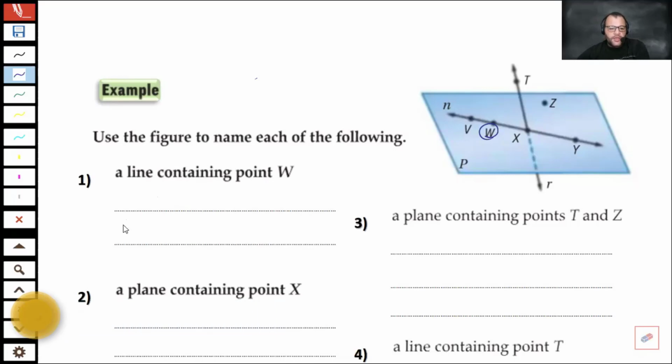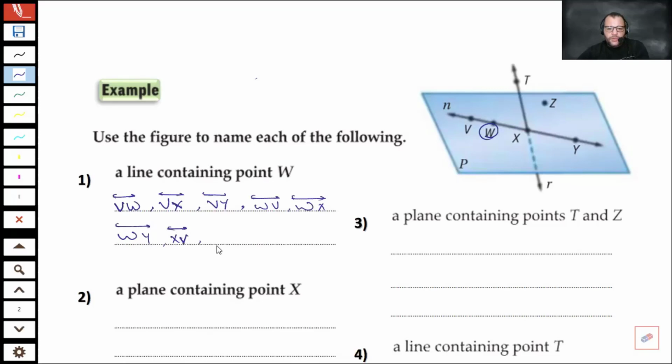XY. So we can say that this line could be VW, or VX, or VY, or WV, or WX, or WY, or XV, or XW, or XY. It could be any two points on the same line. YV, YW, YX.